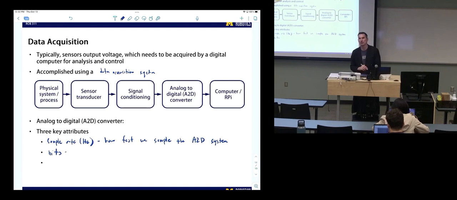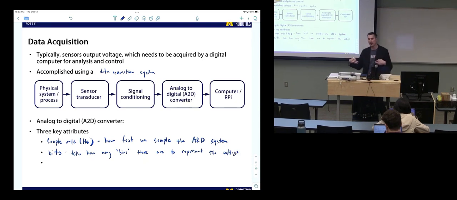The next one is bits. When you guys were working with your analog A to D systems, you probably noticed that your A to D system is defined by a number of bits. A 16-bit A to D system, an 18-bit A to D system, 8-bit or 10-bit. So we describe it by a number of bits. That number of bits tells us how many bins there are to represent the voltage.